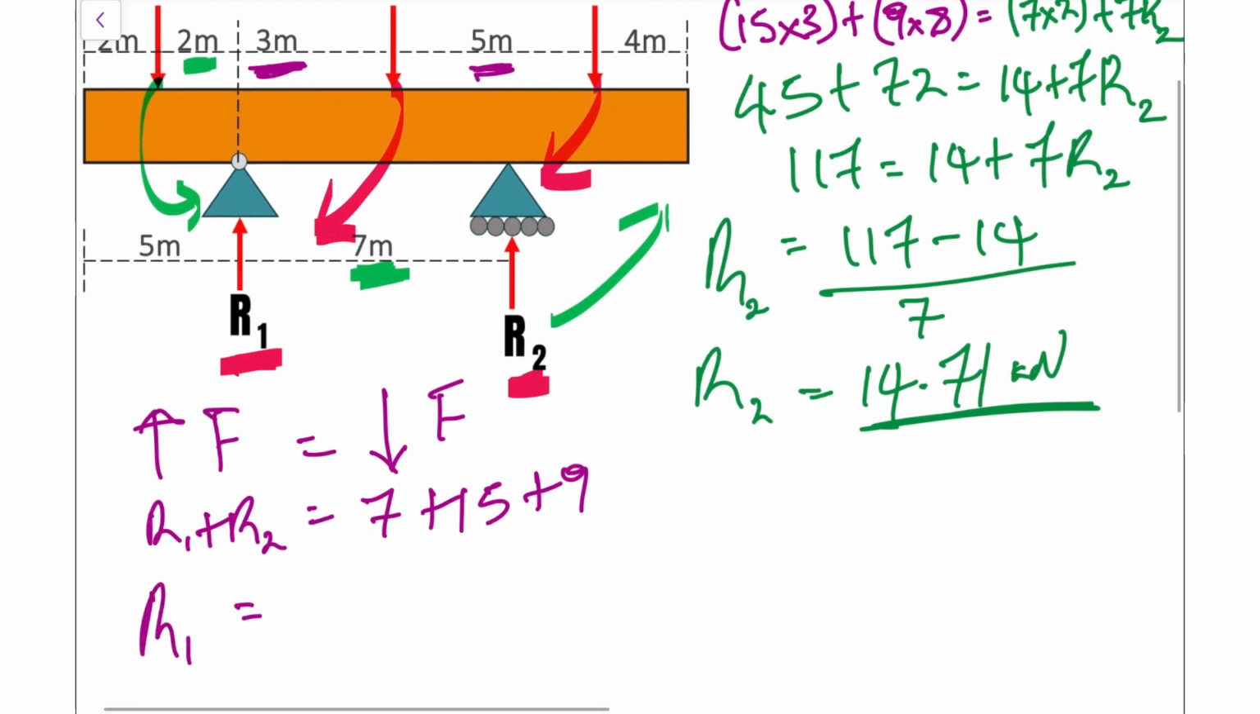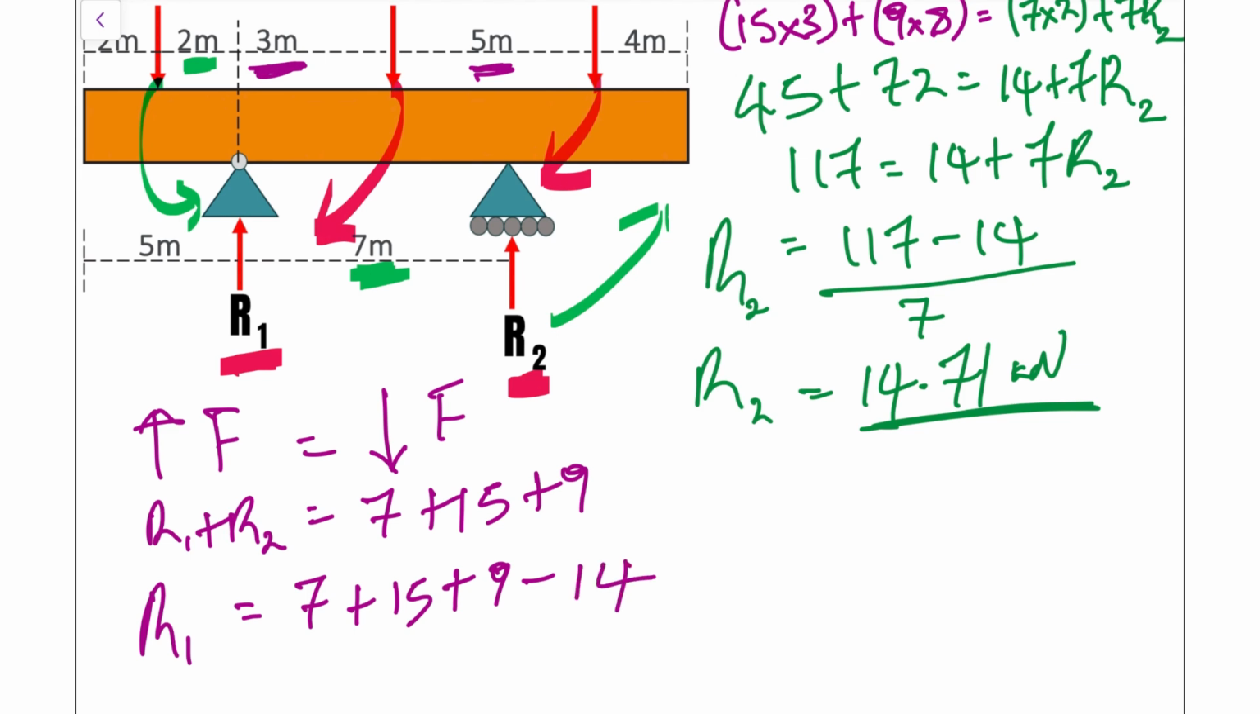So R1 is equal to our 7 plus 15 plus 9, and take away what we just got for R2, which is 14.71. So we get a final answer for R1 as 16.29, and that's kilonewtons again.